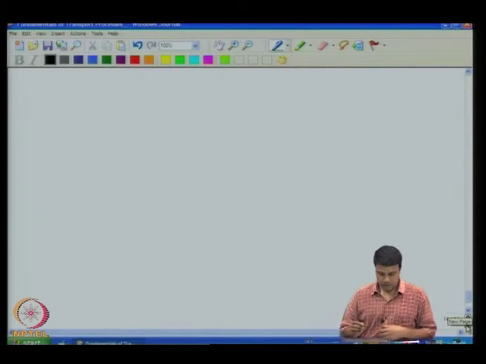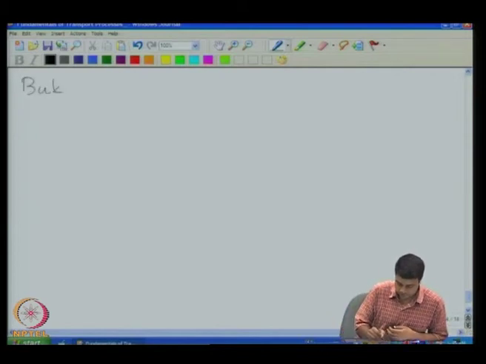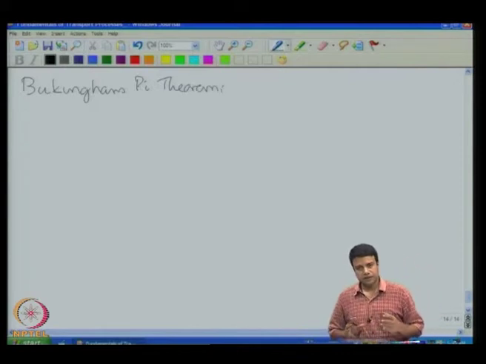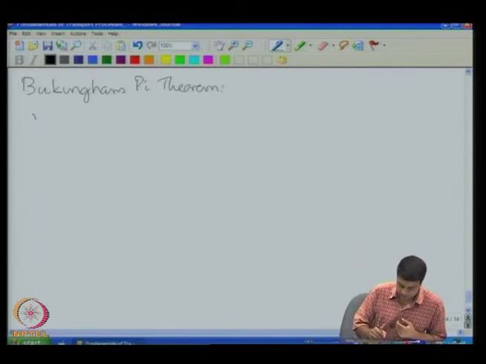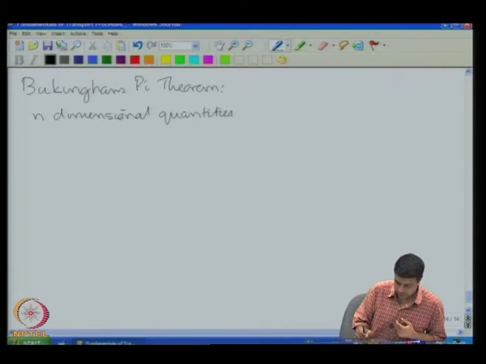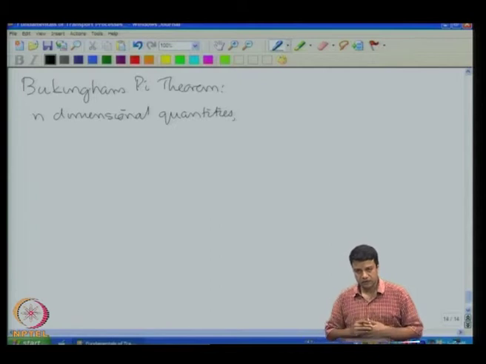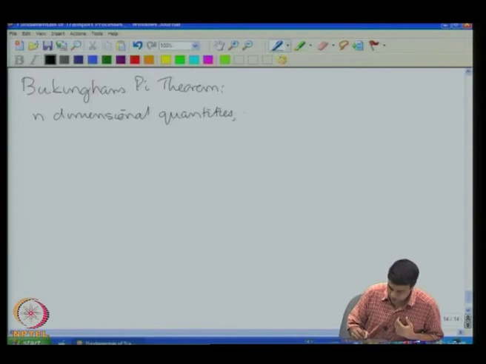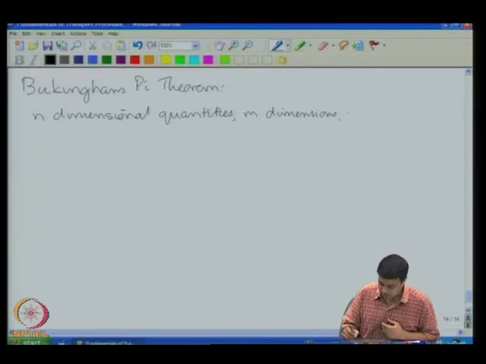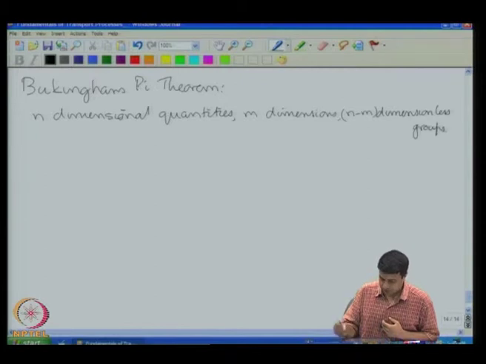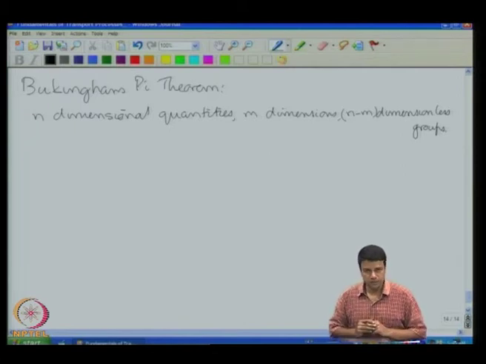The fundamental theorem here is what is called the Buckingham Pi Theorem. What that says is that if I have a problem in which there are n dimensional quantities, like force, velocity, viscosity, density, etc., and these quantities involve a total of m dimensions, then one can write this as a relationship between n minus m dimensionless groups. So these n dimensional quantities in this problem, if they contain m dimensions, can be organized into n minus m dimensionless groups.